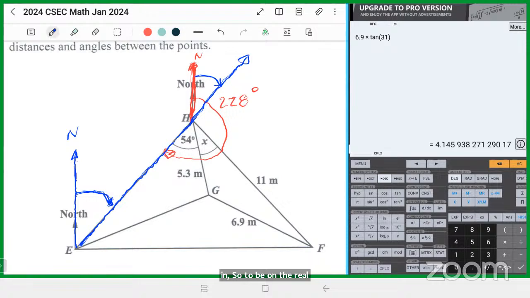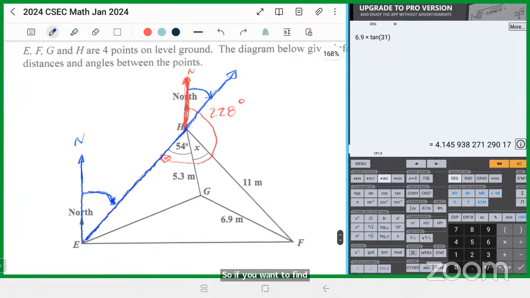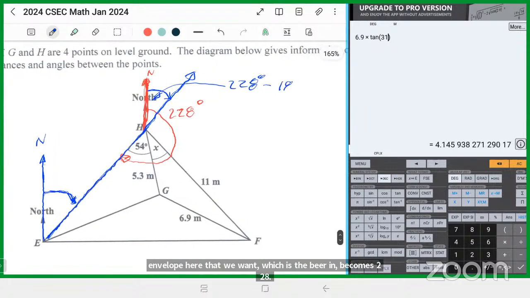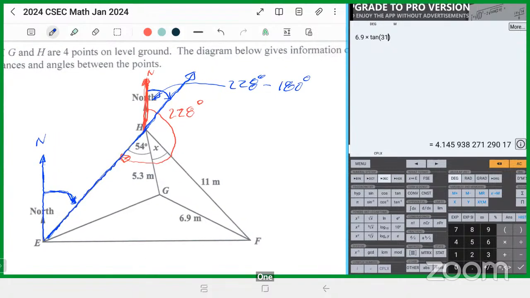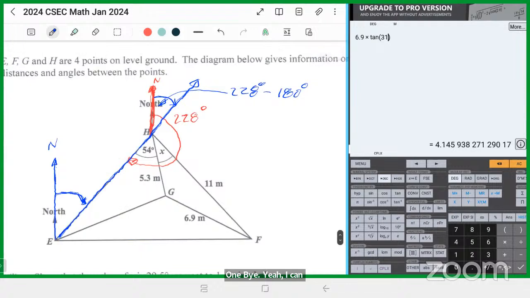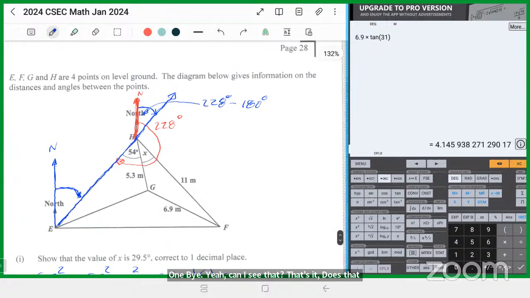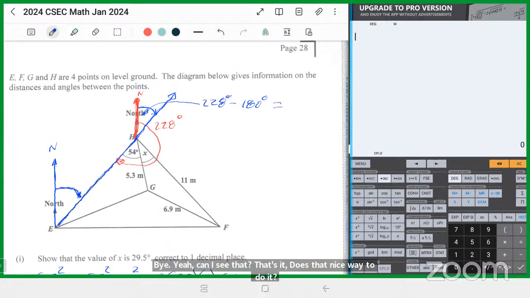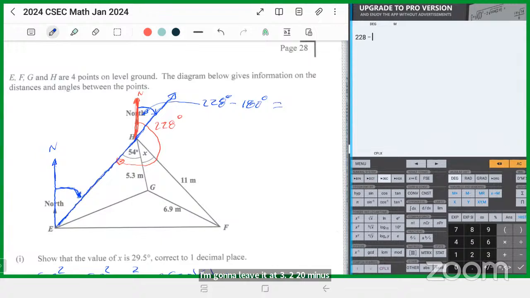So if you want to find this angle up here, look at it. The whole around here is 228. And from this blue line to this blue line is 180. So the angle up here that we want, which is the bearing angle, becomes 228 minus 180. Can you see that? That is the bearing, because it's the same angle that is down here that you want. That's a nice way to do it. I'm going to leave it that way. 228 minus 180.